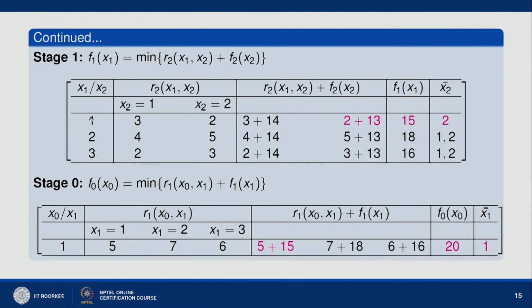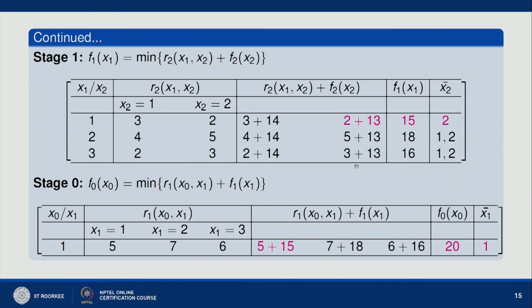Now for this x1, the minimum is obtained here, it is 15, at x2 equal to 2. This we are obtaining as 18, at both the values it is 18, so it is obtained at x2 equal to 1 or 2. Now here it is 16, and 16 we are obtaining when x1 equal to 1 and 2 again, 1 and 2.